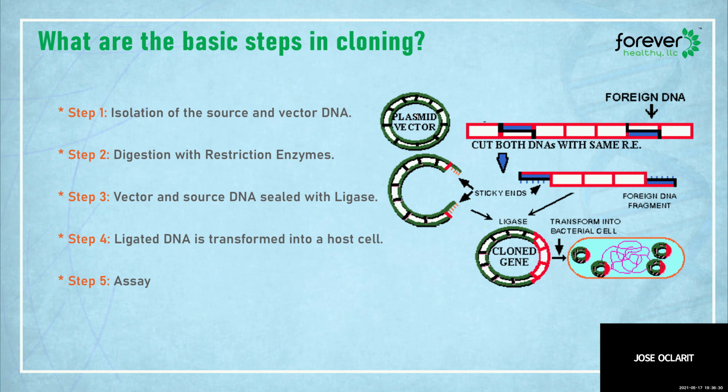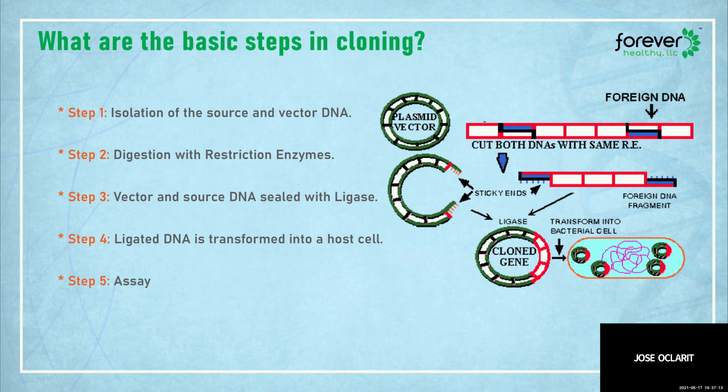So what are the basic steps in cloning? I have already told you before that there are 6 basic steps in cloning. The first one is to isolate the DNA of interest, the source of the DNA, and to isolate the vector or the carrier of the DNA. In the drawing that you can see there, our carrier of the DNA is a plasmid vector. The word vector means carrier. The plasmid is actually coming from bacteria, which can now carry the gene of interest.